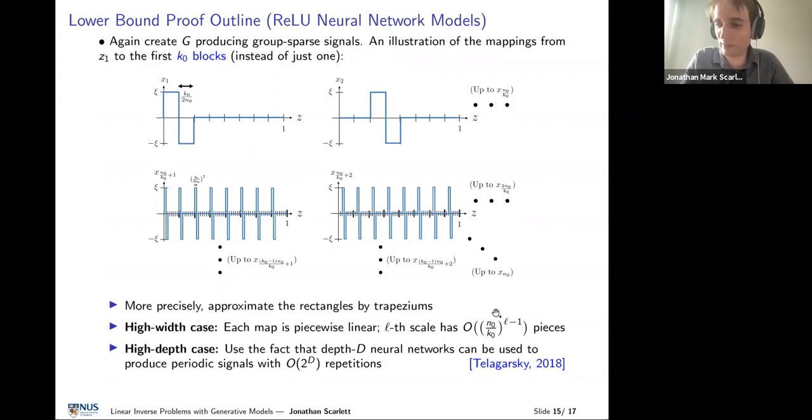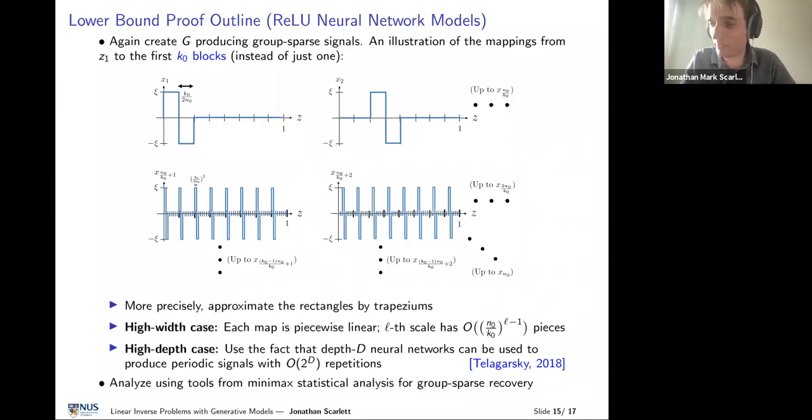For deep neural networks, we have to be a bit more intelligent, but luckily there's this very nice work of Telgarsky, which gives you methods for creating periodic signals using deep neural networks. Notice that these signals here are periodic. And briefly, you can generate 2 to the power of d repetitions using a depth d neural network. And that's why when it comes to depth, it's like the log of the number of repetitions that is relevant, whereas for width, it's the actual number of pieces. So there's this important distinction between width and depth: depth in some sense can be much more powerful than width.